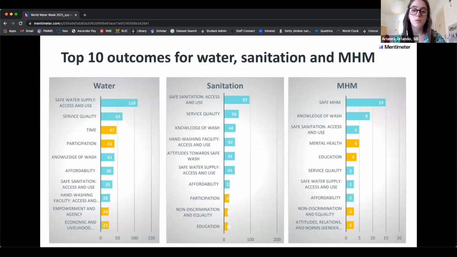And now when we zoom in into specific WASH sectors, we can see again that inclusive outcomes are actually predominant. But in the case of water, time use and participation in water committees are also discussed very frequently in the literature, as you can also see from this graph.